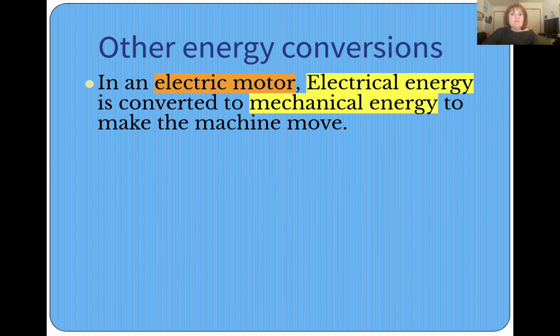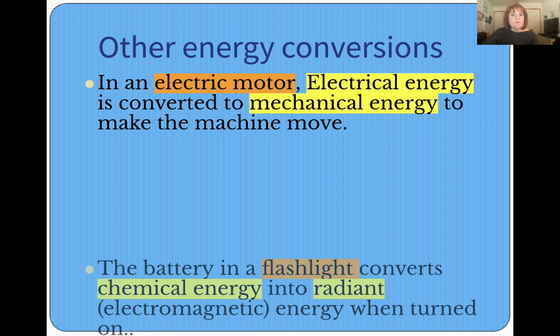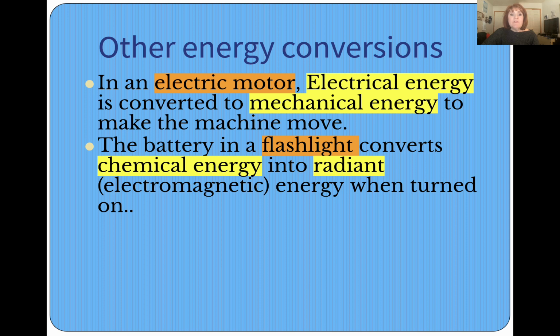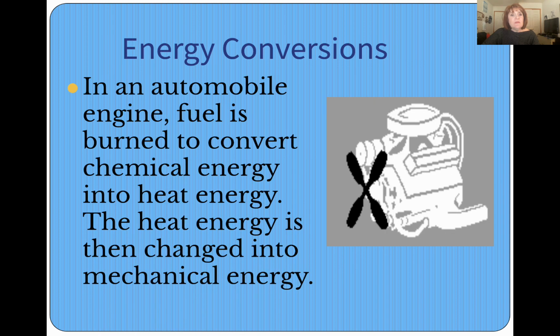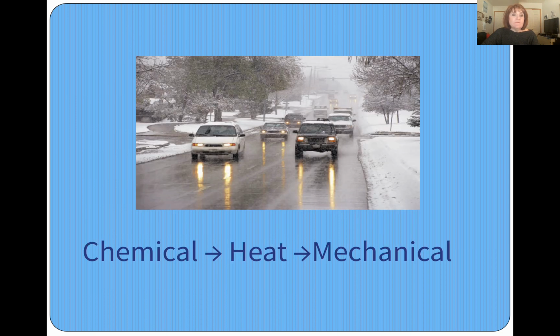In an electric motor, electrical energy is converted into mechanical energy to make the machine move. A battery in a flashlight converts chemical energy into radiant energy when it is turned on. And mechanical energy of a waterfall can be converted into electrical energy through a generator. In an automobile engine, fuel is burned to convert chemical energy into heat. That heat is then changed into mechanical energy, making the automobile run.